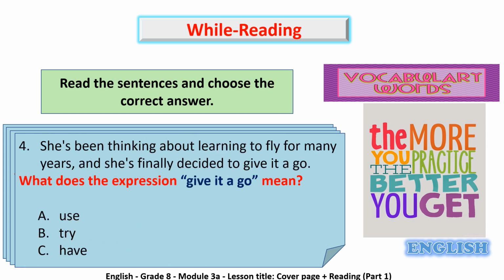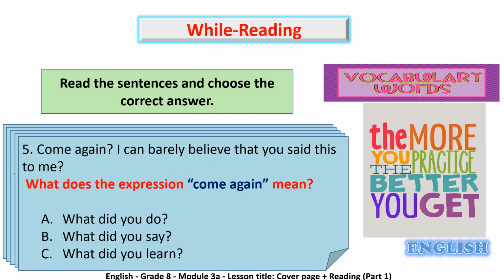Sentence number 4. She's been thinking about learning to fly for many years, and she's finally decided to give it a go. What does the expression give it a go mean? Use, try, or have? Amazing. Try. And the last sentence, come again. I can barely believe that you said this to me. What does the expression come again mean? What did you do? What did you say? What did you learn? Correct. What did you say? Excellent job, grade 8.